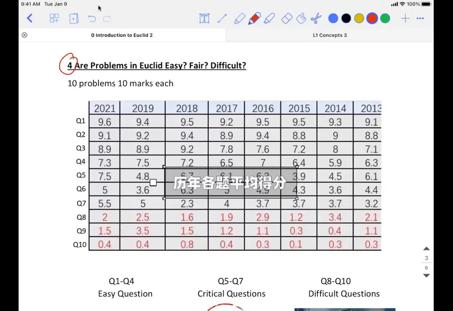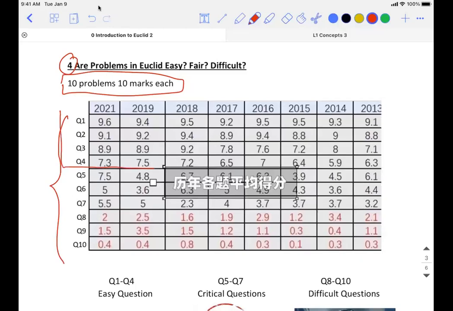Okay. Question number 4: are the problems in the Euclid exam easy, fair, or difficult? I think this is a very common question that every student wants to know. So let's do a quick refresh. The Euclid exam always has 10 problems, with 10 marks for each problem. Here we have statistics from the last 10 years for all the problems, from question number 1 all the way to question number 10. If we take an average across all participants, of different grades and different countries, a global average, what is the average score each student gets on those 10 problems?